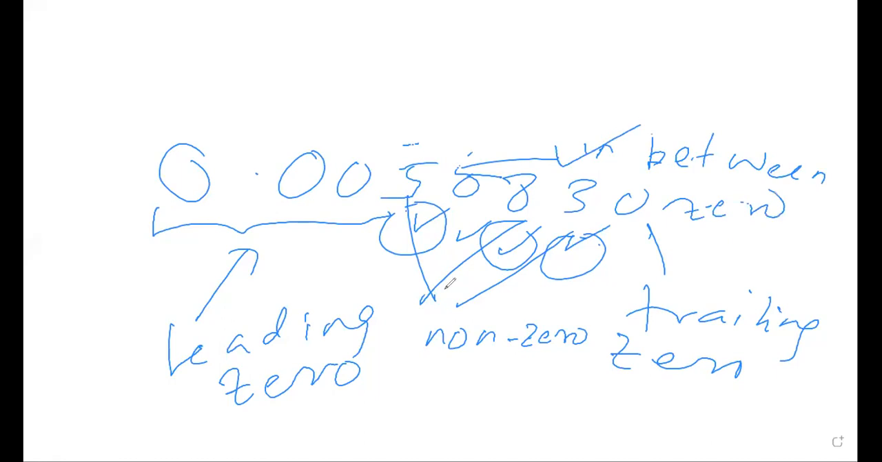So I will tell you, the trailing zero also they will take, non-zero, and in-between zero also. But leading zero they don't take as significant figures. So that's why it's not counted.